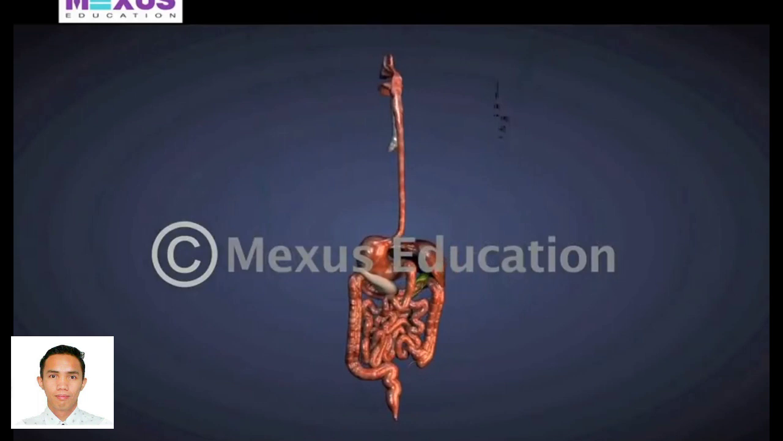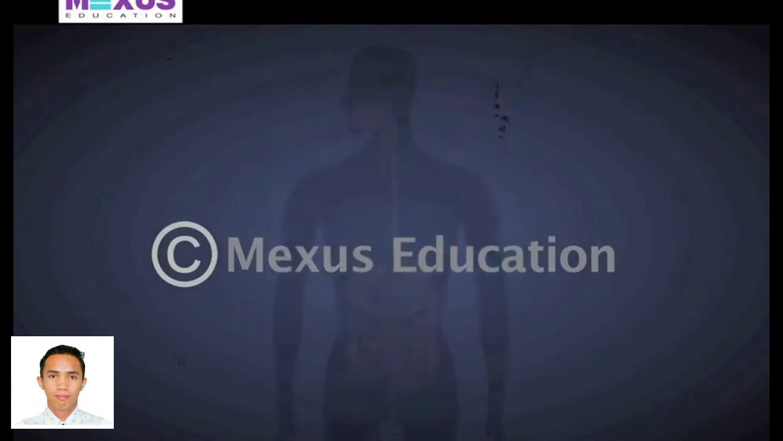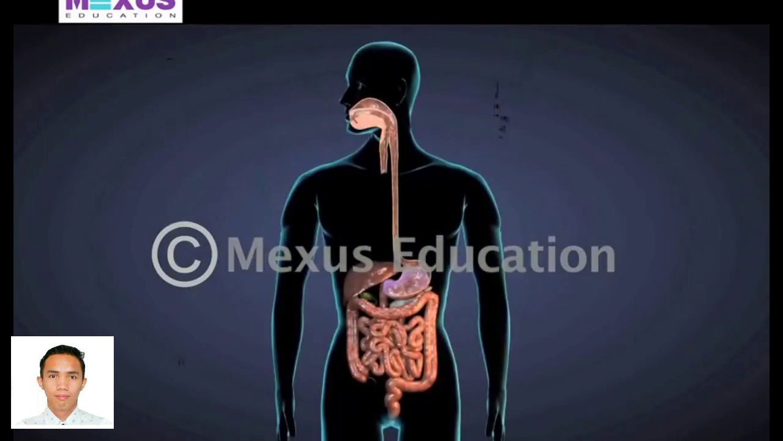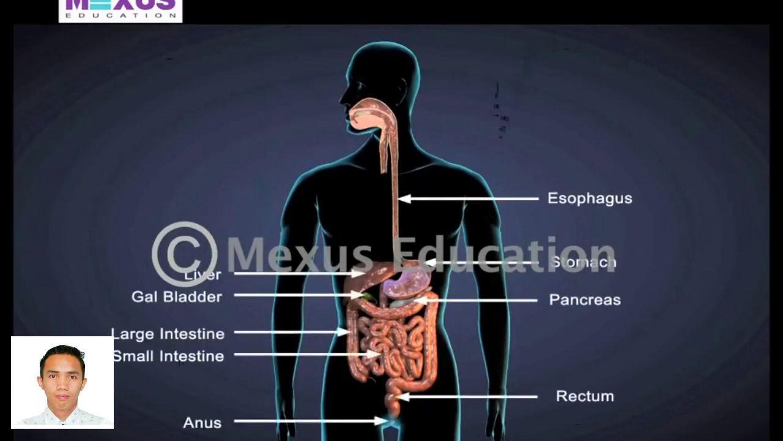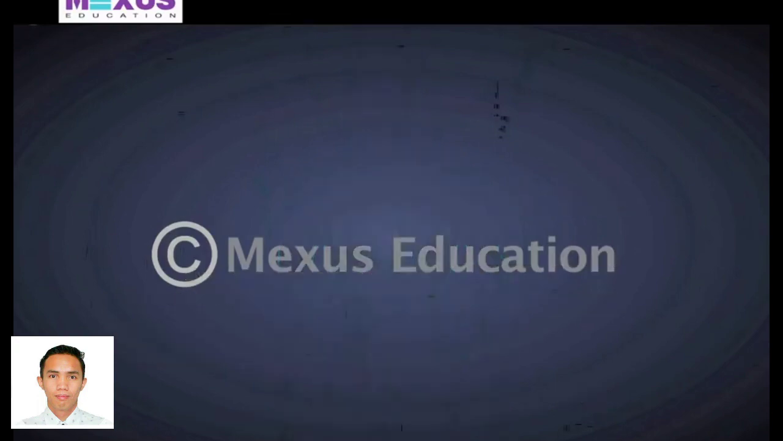As we can see, the process of digestion is a chemical breakdown of food into smaller particles that can be readily absorbed in the body. Without the digestive system, it would be impossible for the body to build and nourish cells.